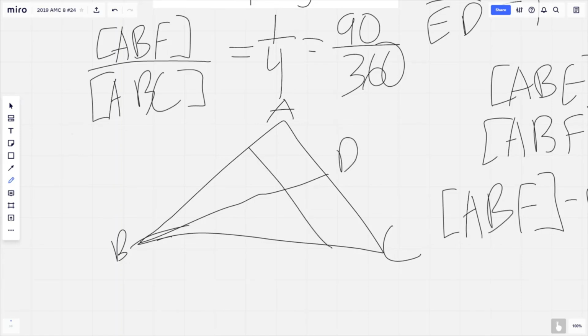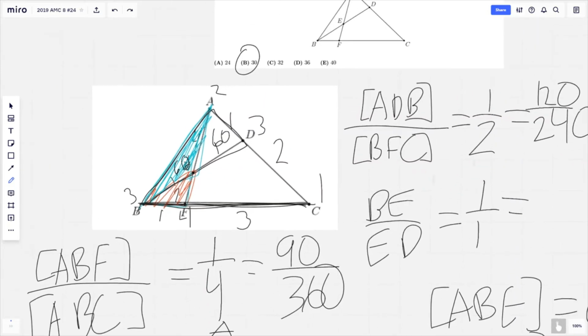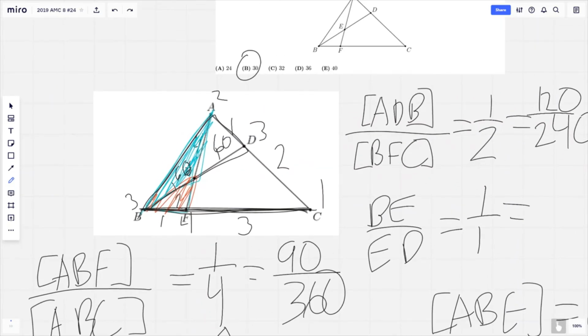But for example, this right here, EF, would not be a cevian. So we wouldn't be able to apply mass points with EF. If we were to remove it, however, we could apply mass points. So mass points is especially useful when we're dealing with area ratios in triangles like this.